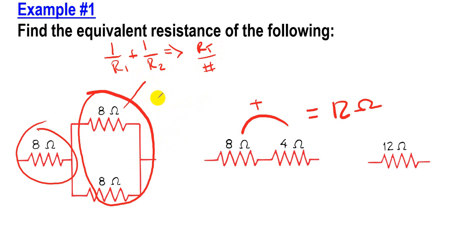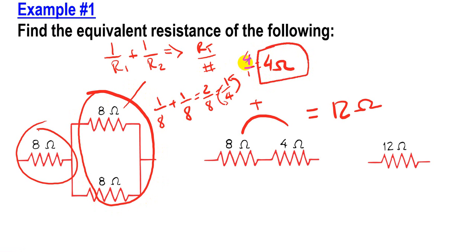So in this case, 1 over 8 plus 1 over 8 is 2 over 8, which reduces to 1/4. Now we need to flip it. Take the reciprocal of these two numbers. Denominator goes on top, numerator goes to the bottom. And so in this case, we get 4 over 1, which is 4. 4 ohms is the equivalent resistance for just that branch.